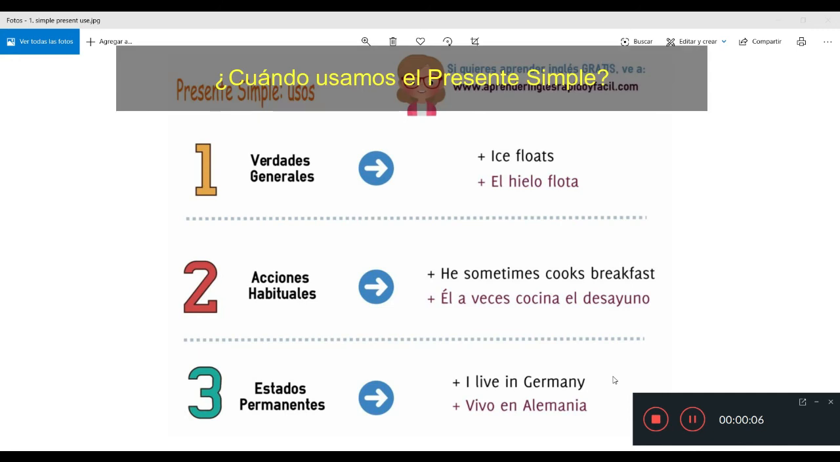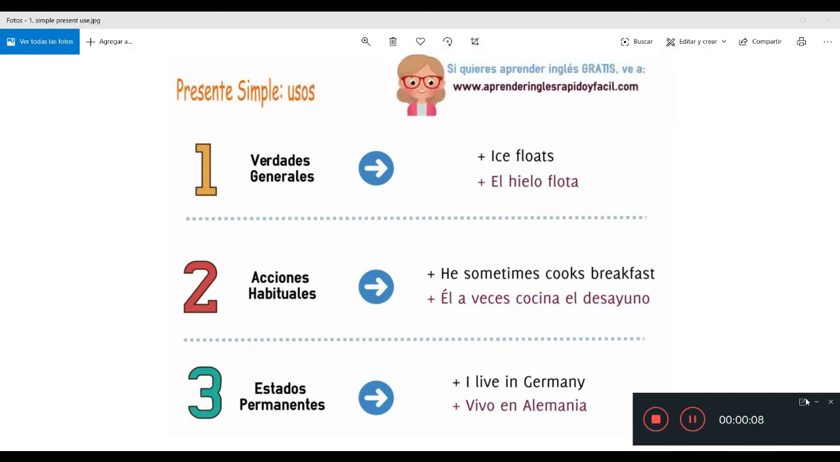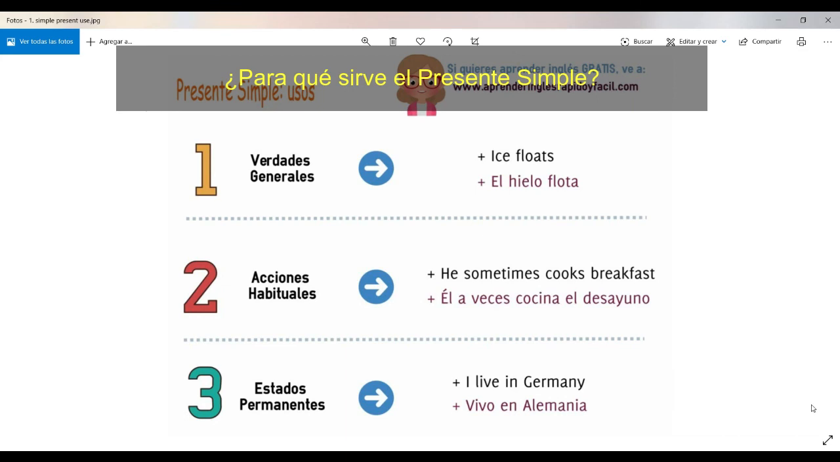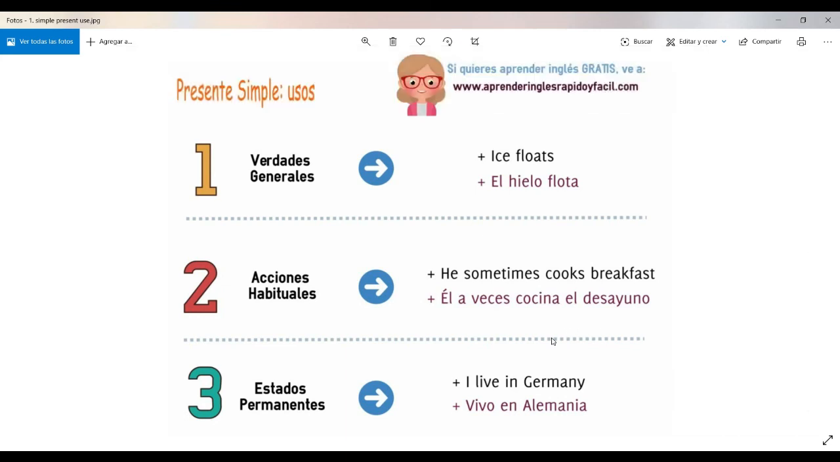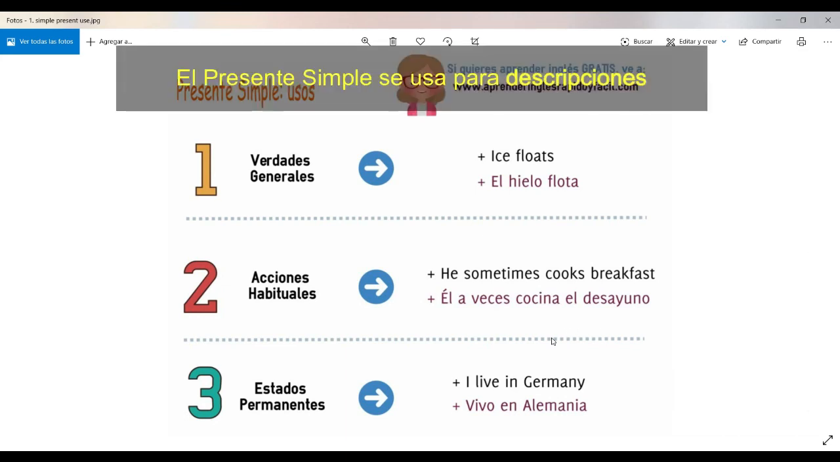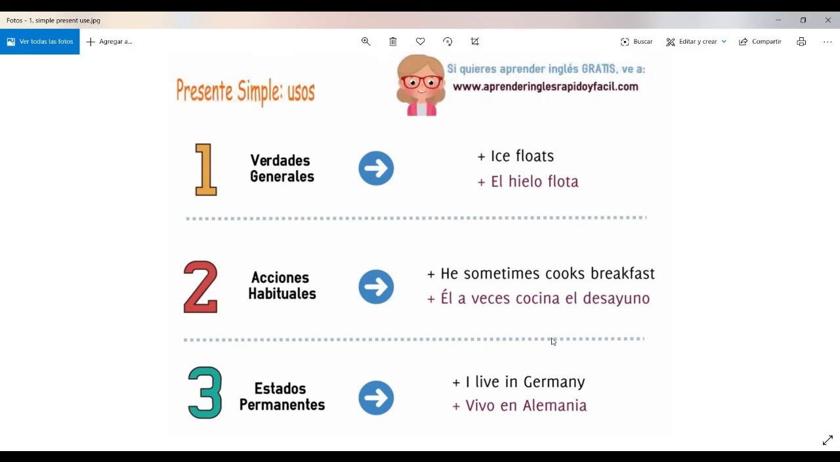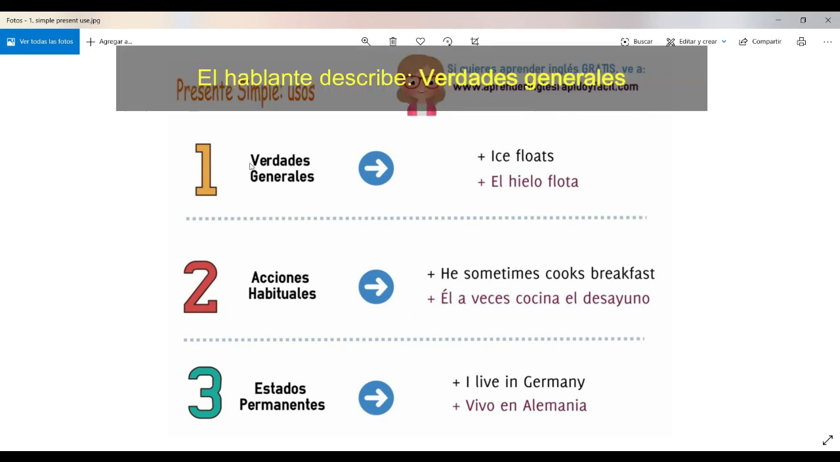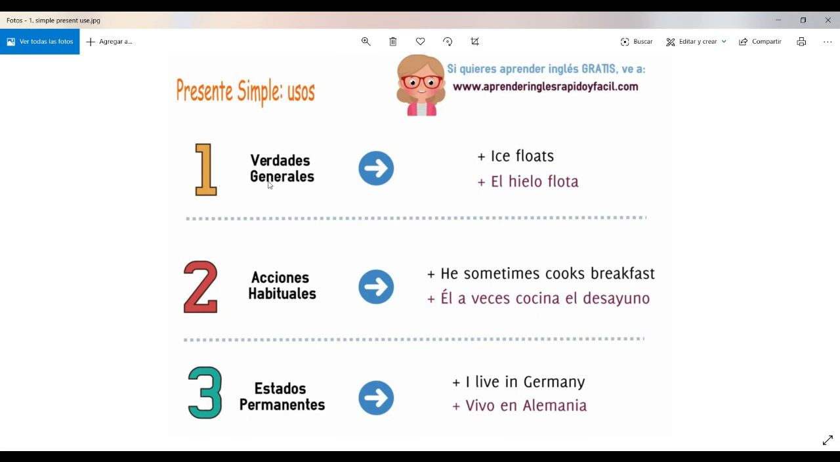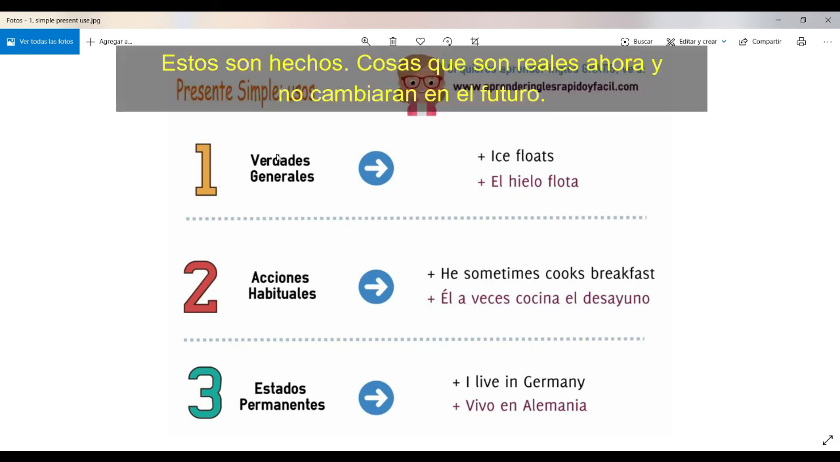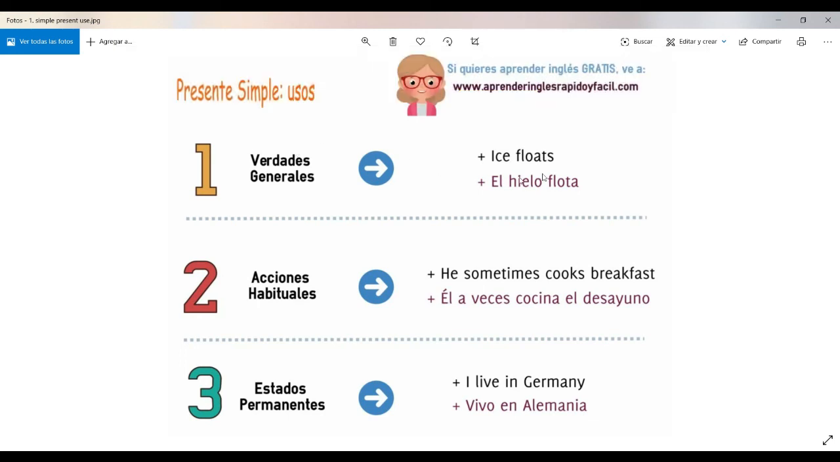When do we use present simple? What does present simple work for? Present simple is used for descriptions. The speaker describes, number 1, general truths. These are facts, things that are real now and won't change in the future. For example, the ice floats.